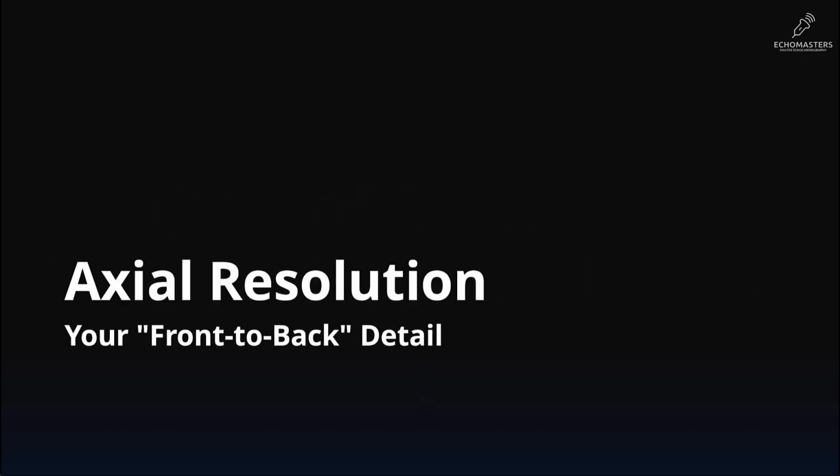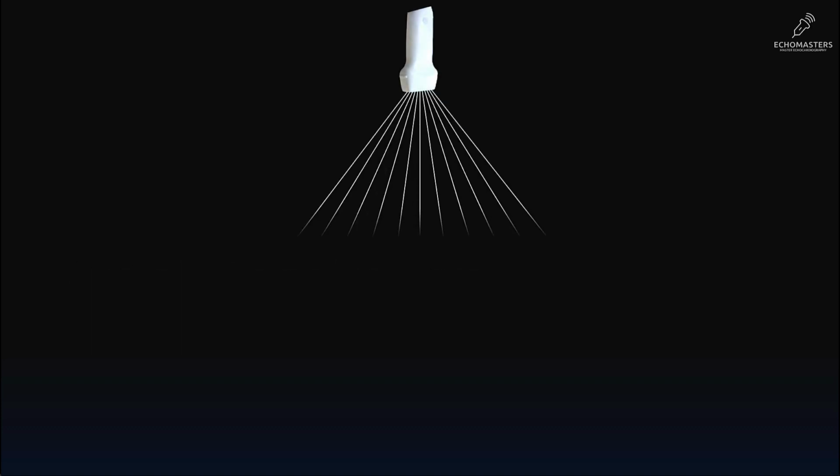Axial resolution. Axial resolution is your ability to distinguish two objects that are directly in front of each other in the beam path. It is controlled entirely by your frequency. A higher frequency gives you better resolution axially, letting you see fine details, but remember the big trade-off: it won't penetrate as deep. Let us understand this more closely.